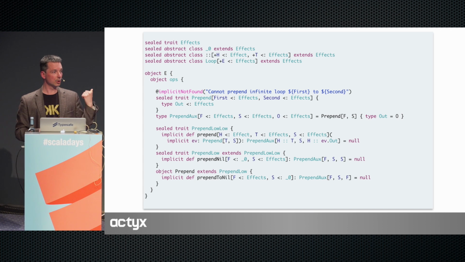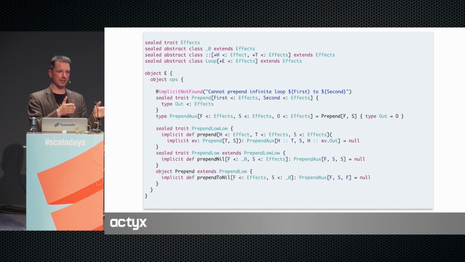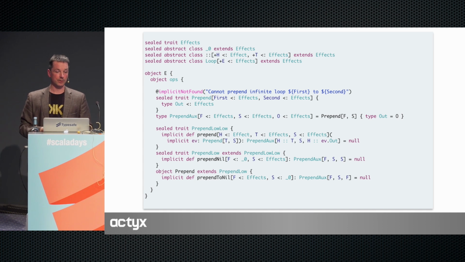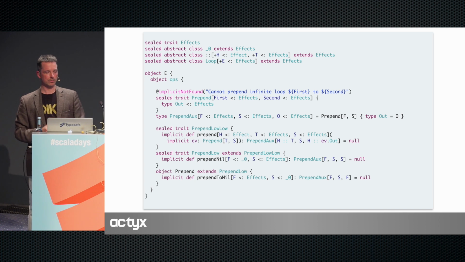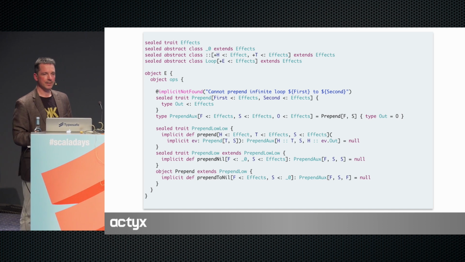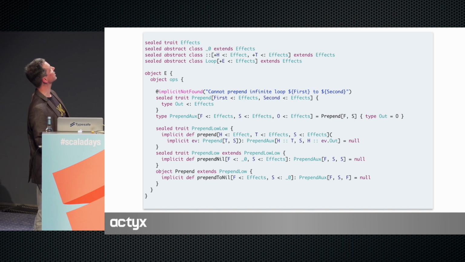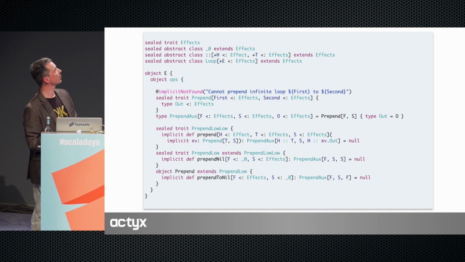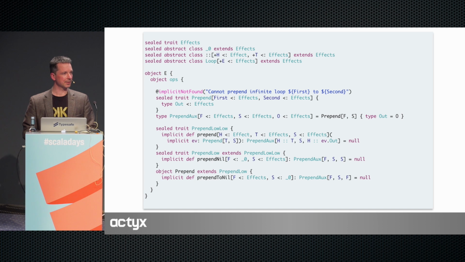Obviously, there is no case for Loop here, because what would it mean to prepend an infinite loop to some effects? That's not really meaningful. So you cannot do that. You cannot flatMap an infinite loop construct, which will manifest in an implicit not found. So this is why there is this message, implicitNotFound. This only happens if you try to prepend an infinite Loop first to second, and then you get even a sensible error message in this case.